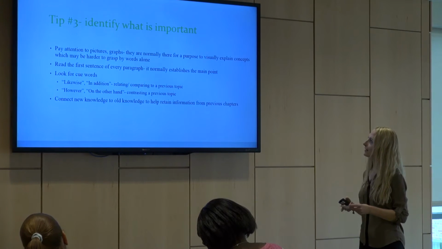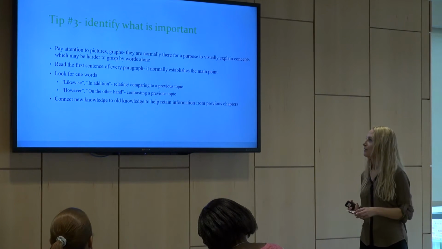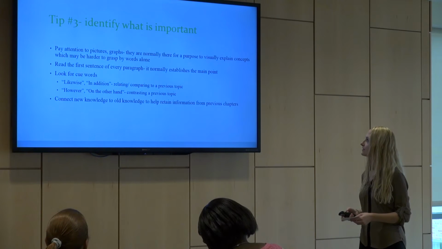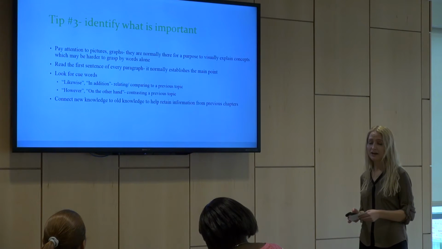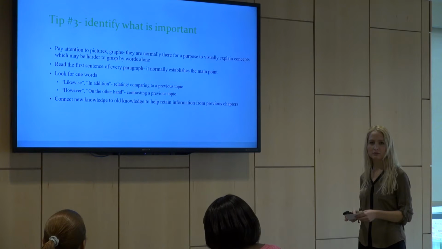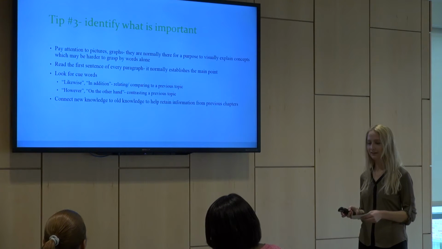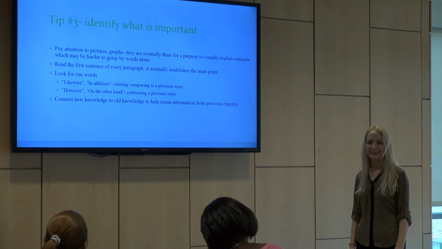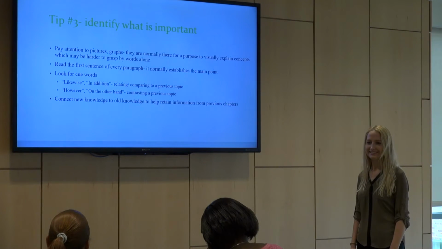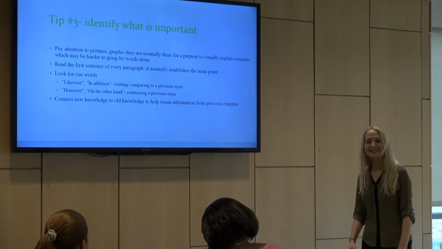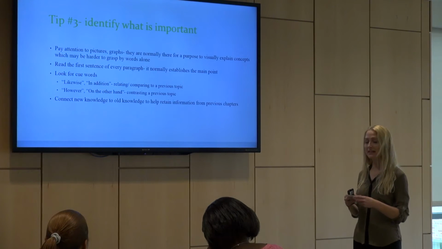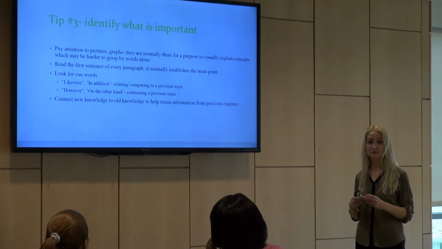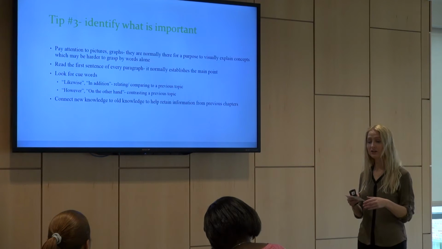So tip number 3, identify what is important. Pay attention to pictures, graphs. They're normally there for a purpose to help visually explain things that might be difficult to grasp with just words alone. I'm going to use a statistics example. So an outlier. Does anyone know what that is? No? Okay. So an outlier is a data point that's outside of normal limits of the data range.